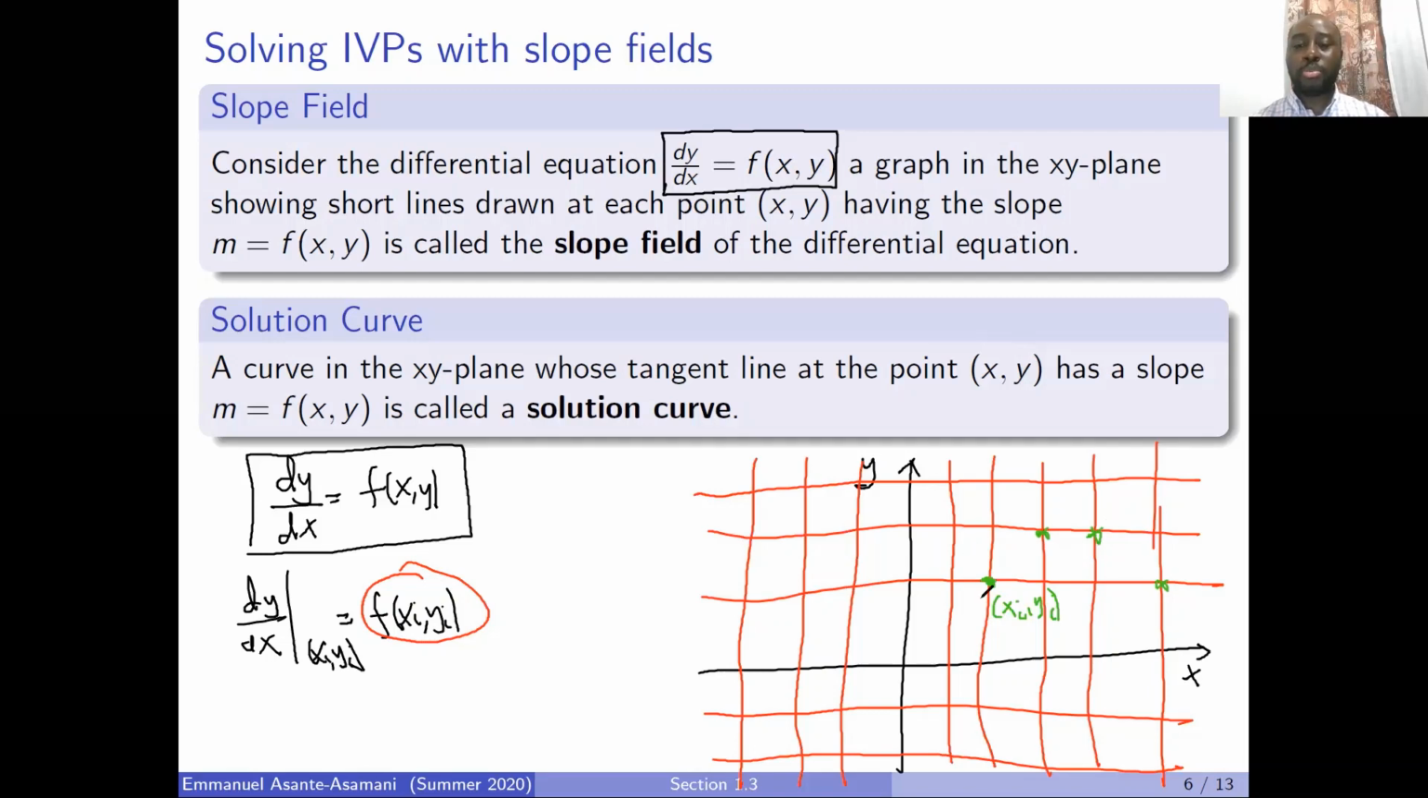So let's say that the slope here looks like that. Let this be the tangent line that has the same slope as my function. And let the slope here be like this, and the slope there have that, and then the slope here have this tangent line. Okay. If I plot out the slopes at all points on this grid, what I'm going to generate is the slope field.